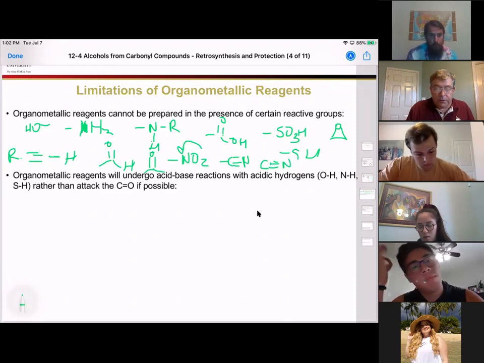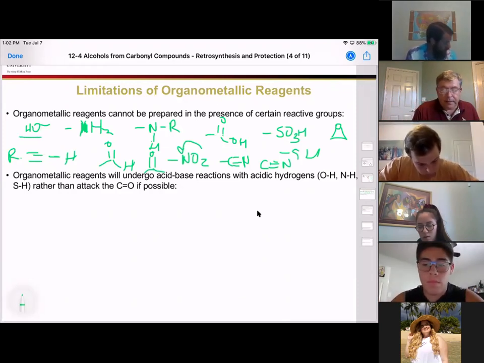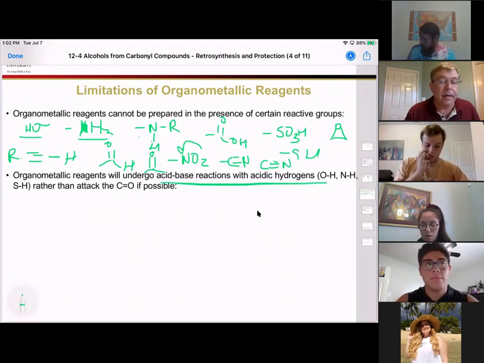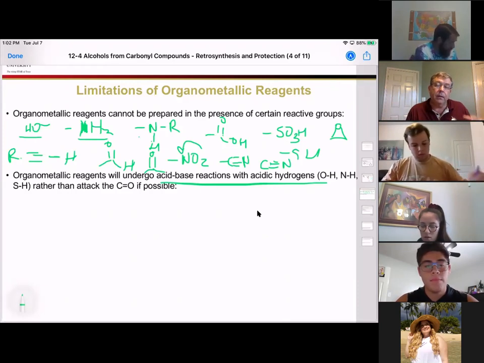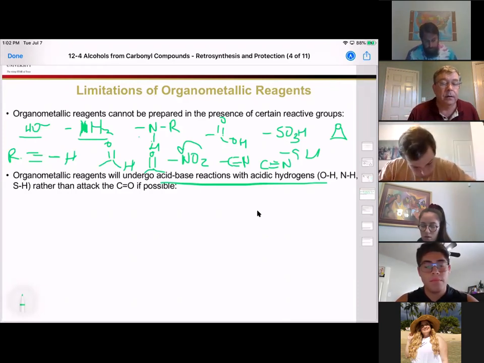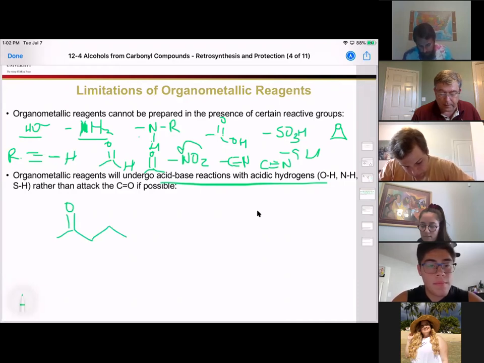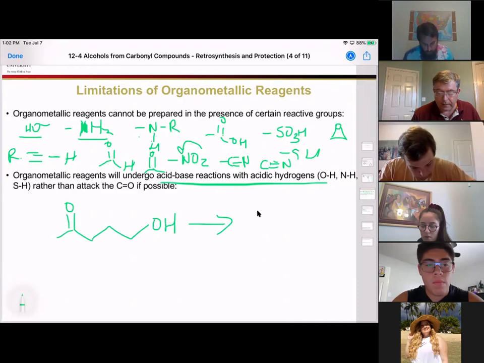So the first thing that we have to think about is that anything with an acidic hydrogen will have that acid-base reaction happening, okay? And anything that's a carbonyl or carbonyl adjacent material will react with these things. So if we had a compound that looked something like this right here, and we wanted to react that with, let's just do a methyl Grignard.